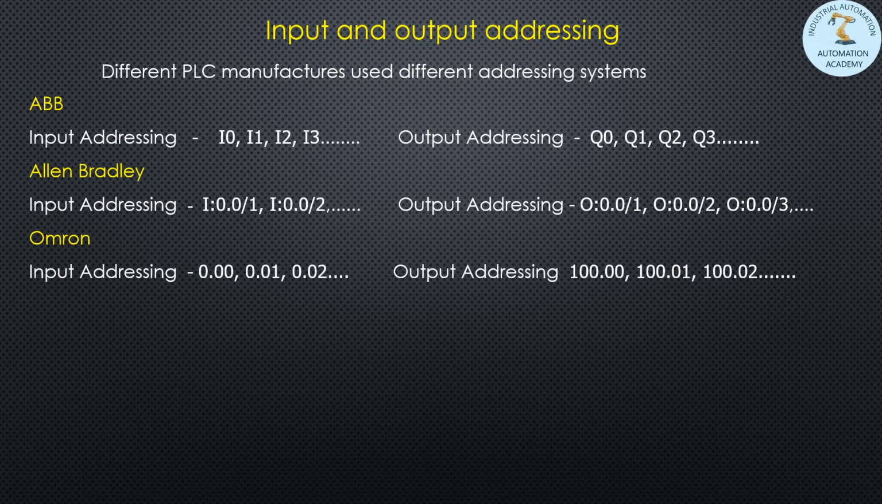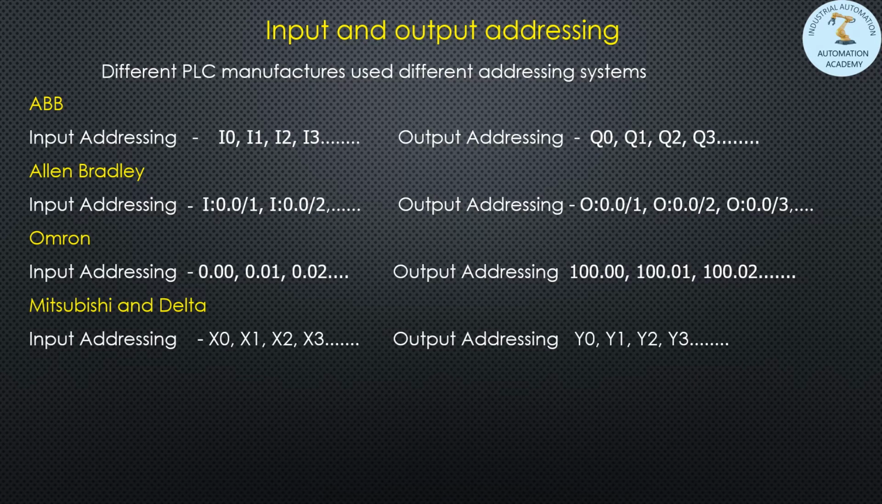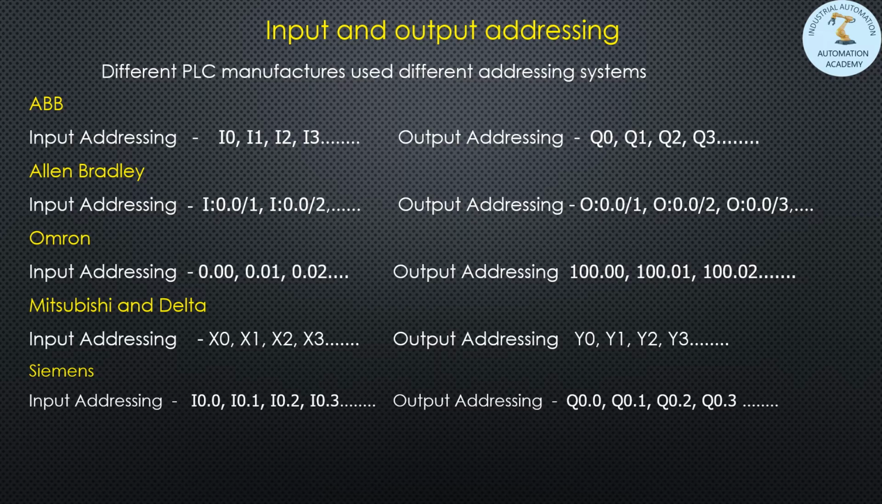Omron used 0.00, 0.01, 0.02, and so on for input addressing, and 100.00, 100.01, 100.02, and so on for output addressing. Mitsubishi used X0, X1, X2, X3 and so on for input addressing, and Y0, Y1, Y2, Y3 and so on for output addressing. Siemens used I0.0, I0.1, I0.2, and so on for input addressing, and Q0.0, Q0.1, Q0.2, and so on for output addressing. However, for more detailed description of input and output addressing, we have to refer manufacturers' programming manuals.